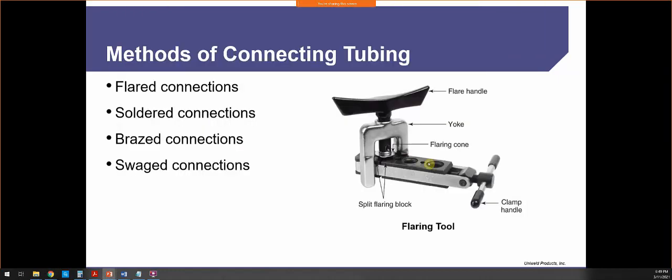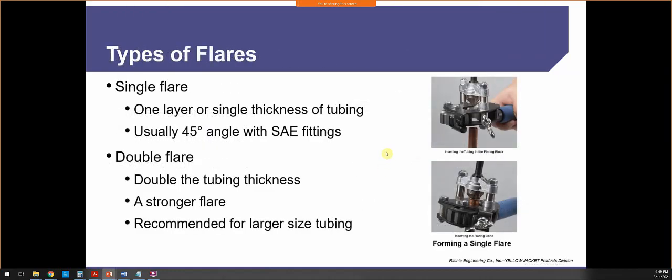The other thing too is when we are making our flaring connections, we have to make sure that we put a nut on first. We need the nut on to be able to push that flare connection onto the connector, and we do that using a threaded nut connection.